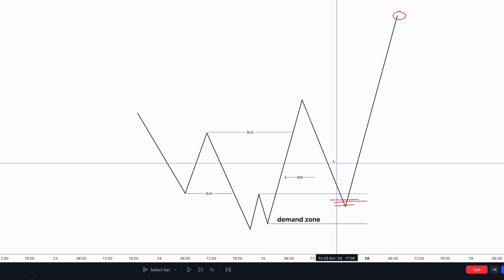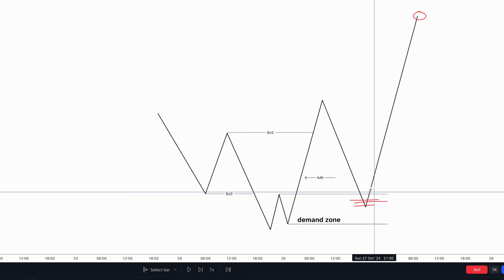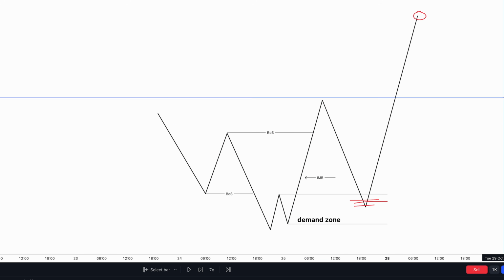Now I'm going to show you a few of the different concepts. I'm going to explain to you what this is and what this is, and then we'll go and take a look at a few reversal examples. So let's get to it.